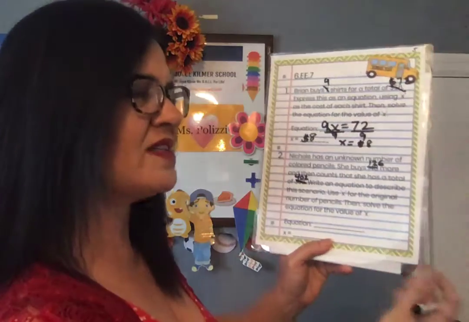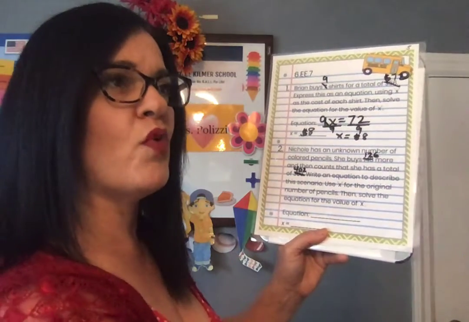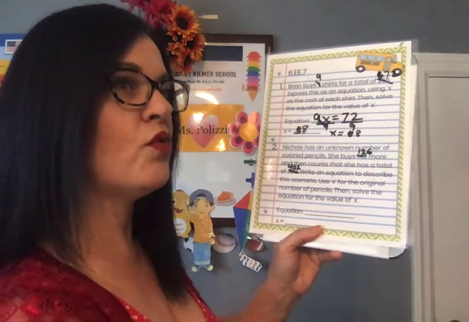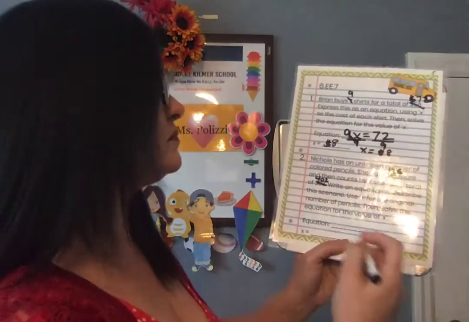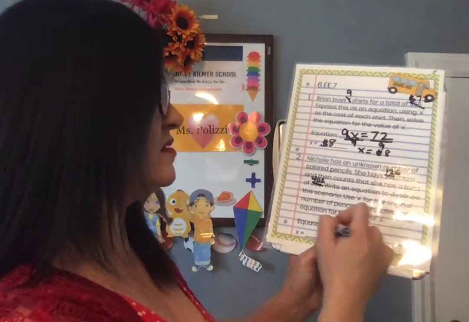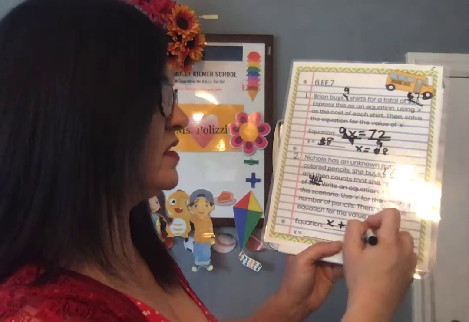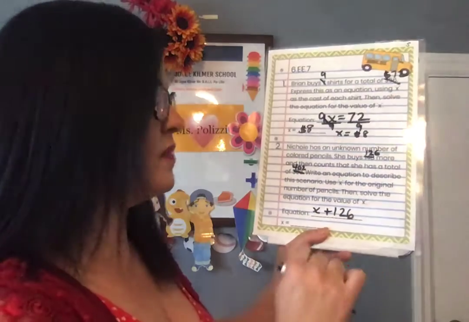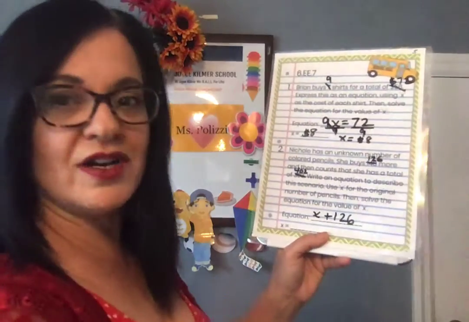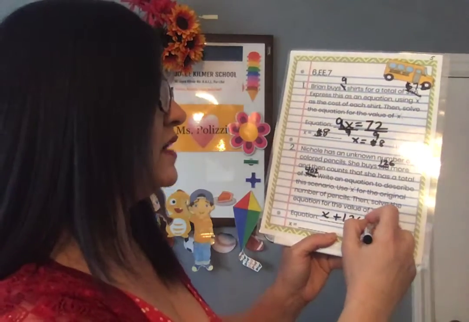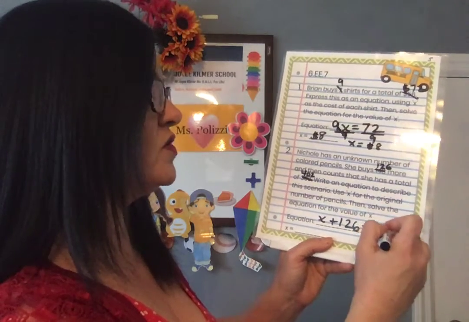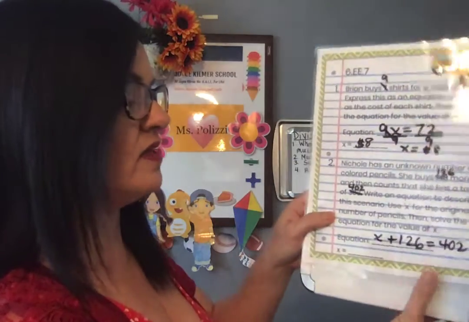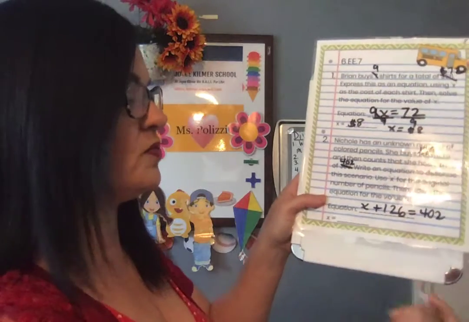Well, we know that she buys 126 more. So when we talk about the word more, we're adding, right? So we have X plus 126, right? Because we don't know the original number of pencils. We know that she bought 126 more, right? And she has a total of 402. So that's our equation. You can go ahead and solve for X on scrap paper and just put your answer.